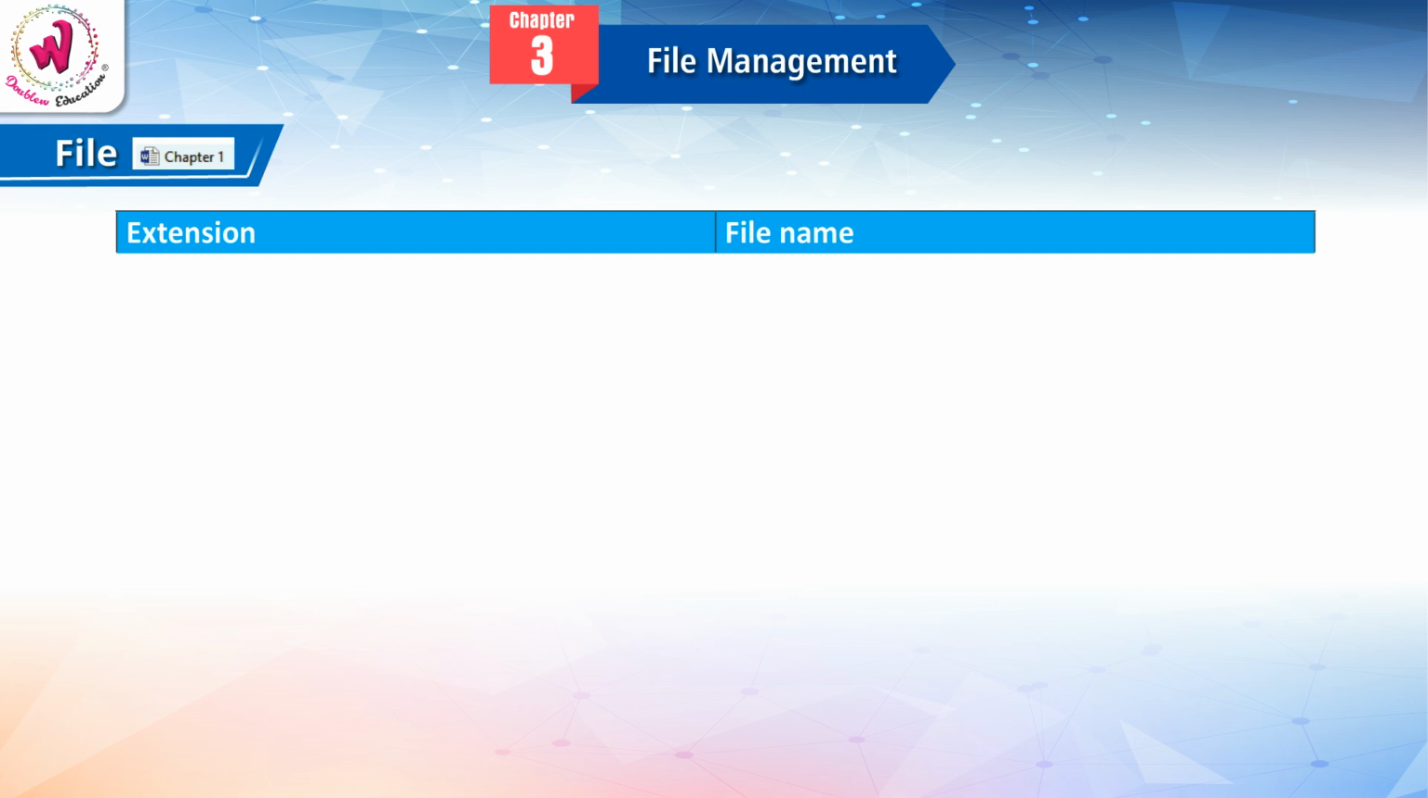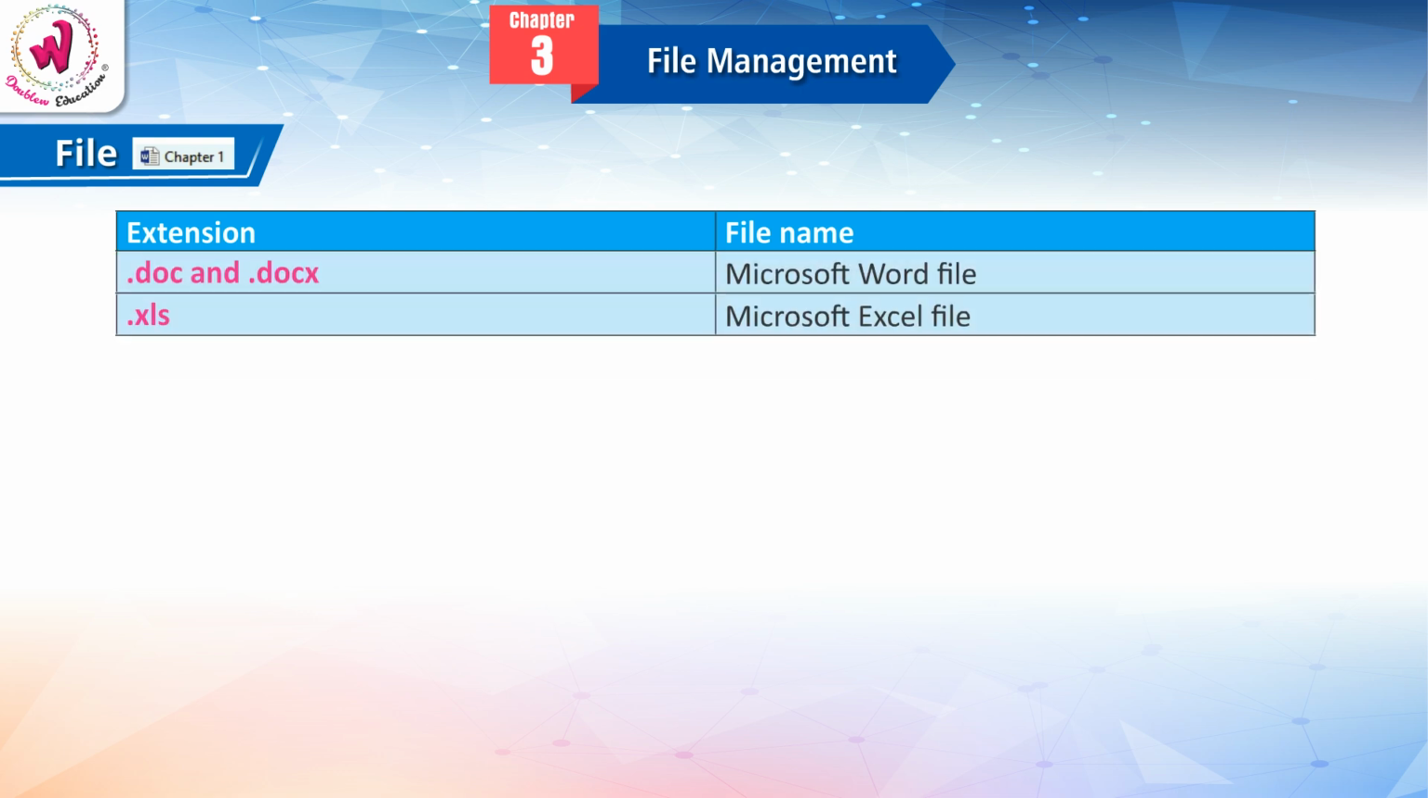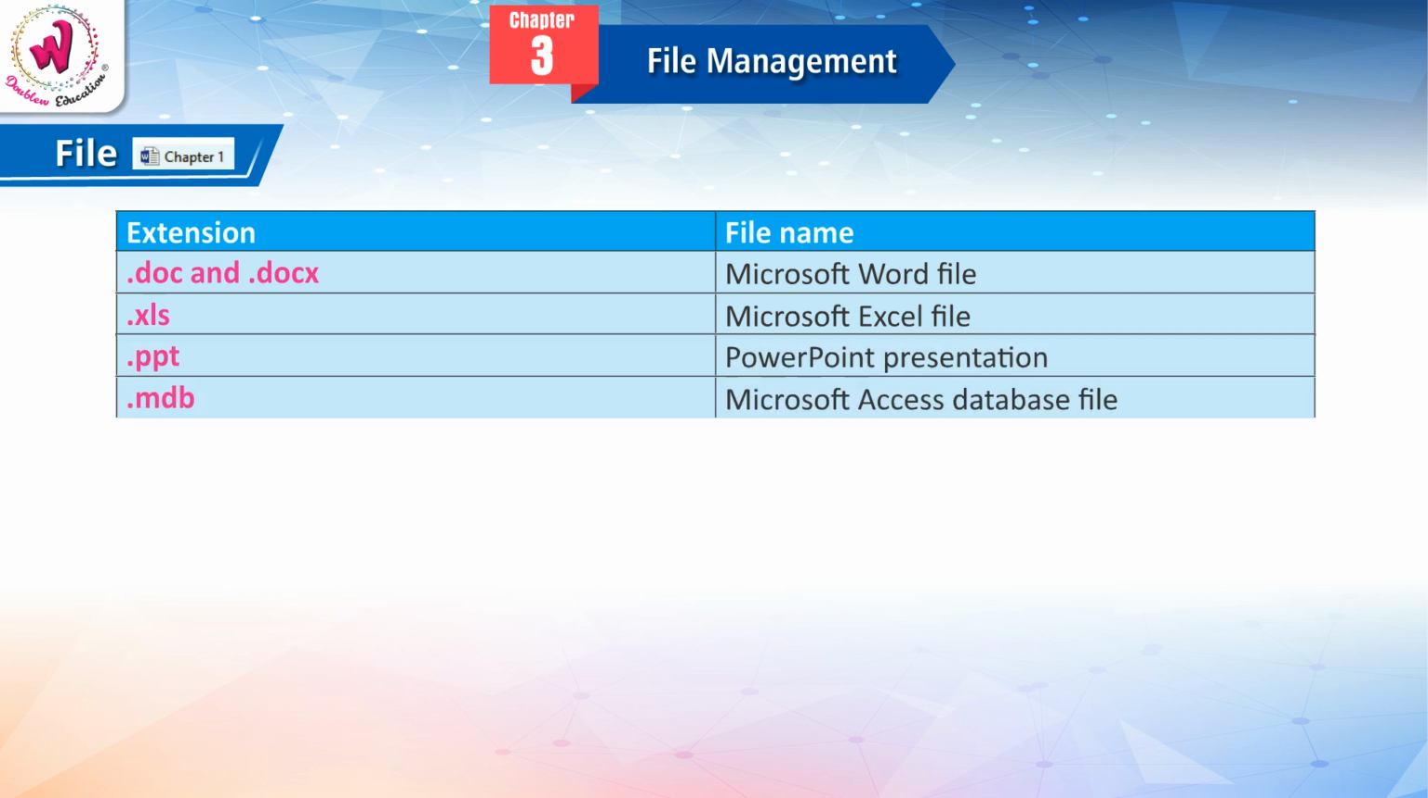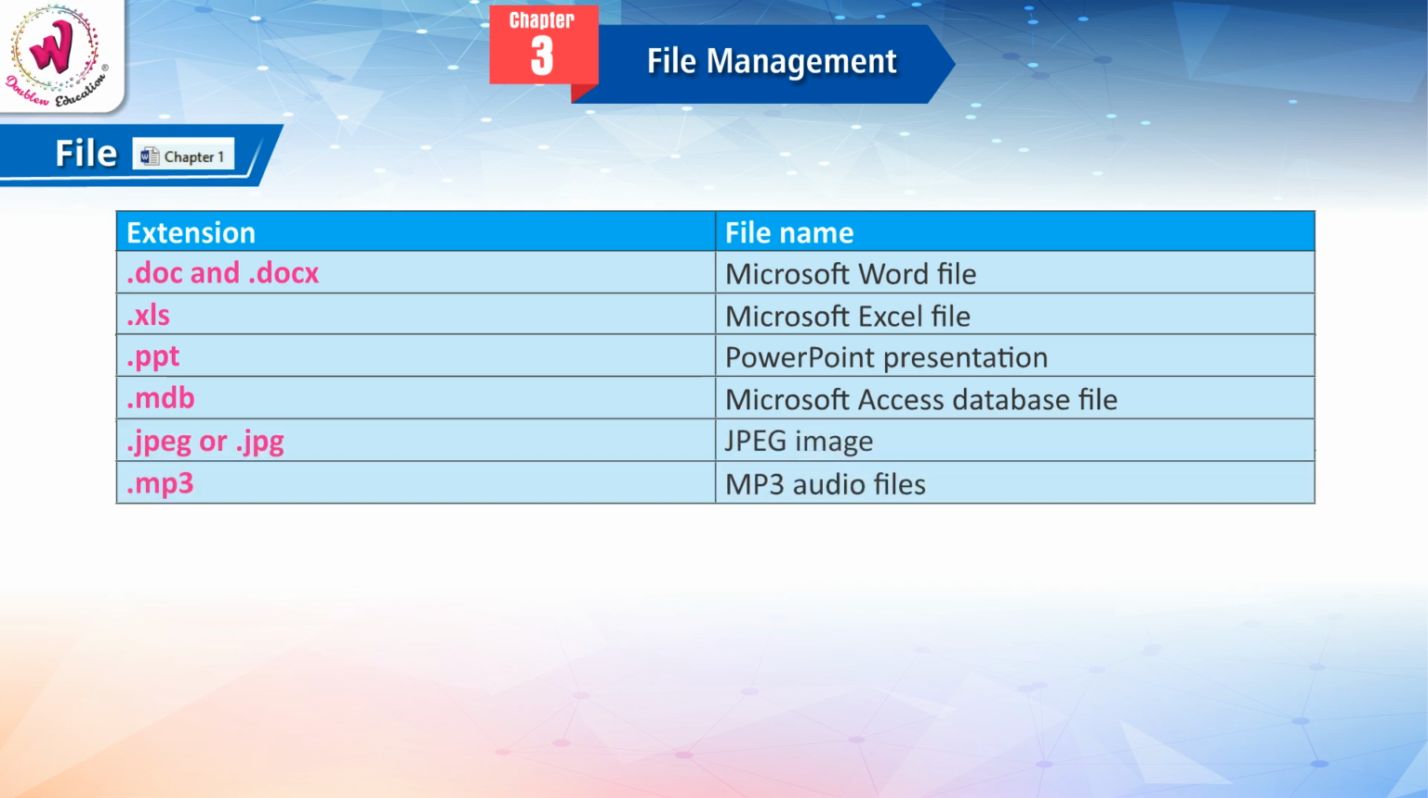Extension, file name. .doc and .docx, Microsoft Word file. .xls, Microsoft Excel file. .ppt, PowerPoint presentation. .mdb, Microsoft Access database file. .jpeg or .jpg, JPEG image. .mp3, MP3 audio files.